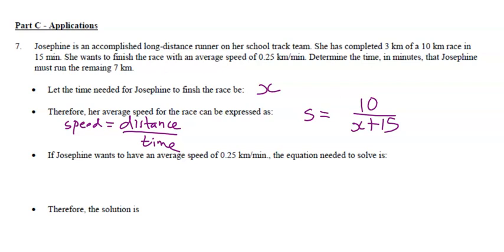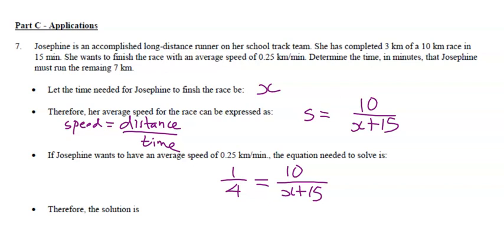So we have a formula, right? Speed is 10 divided by x plus 15. We're going to substitute into that formula. So we know the speed is 0.25 kilometers per minute. Another way to say 0.25 is 1/4. 1/4 is the same as 0.25. Is equal to 10 over x plus 15. So, formula. We actually had to develop that, right? Average speed is total distance divided by total time. S is equal to 10 over x plus 15. We have a speed that we want. She wants to run an average speed.